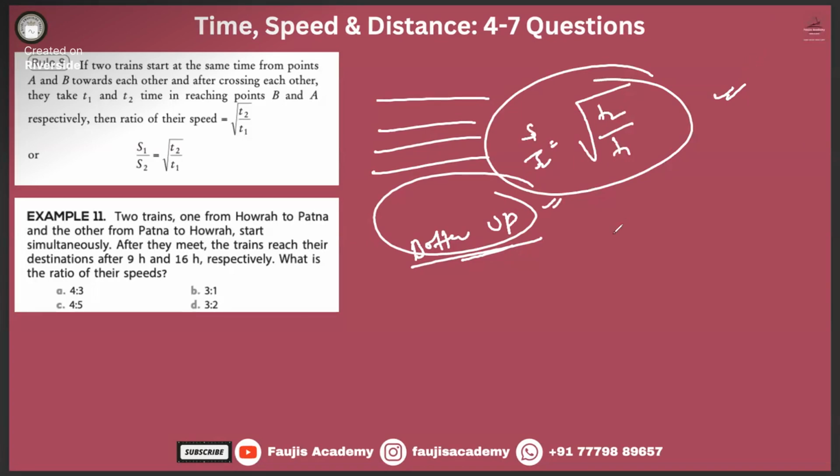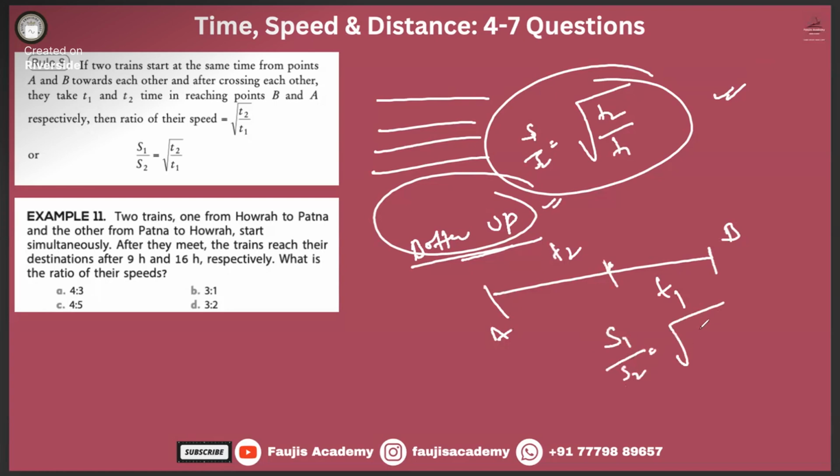It's not an easy task to find out, let's say, when some distance is also not given. After meeting, train A takes t1 time, and after meeting, train B takes t2 time. Then their average speeds s1 to s2 is the square root of t2 by t1. This is what you need to keep in mind.